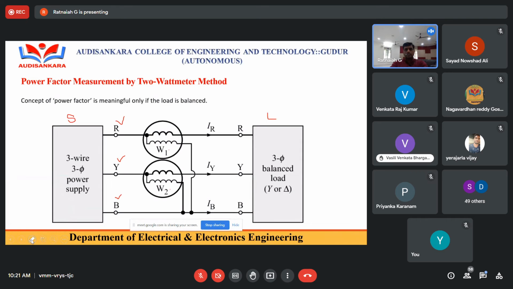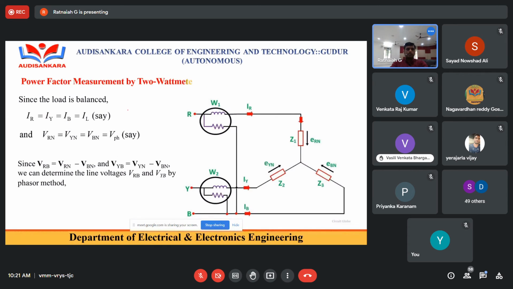Okay, so W1 is connected to the R phase, W2 is connected to the Y phase. Here also I am going to take the three phase currents IR, IY, IB. The three phases are R, Y, B. Here I am going to assume a three phase balanced load, either a star connected load or a delta connected load. Now coming to this one, power factor measurement by the 2 wattmeter method. This is very, very important.